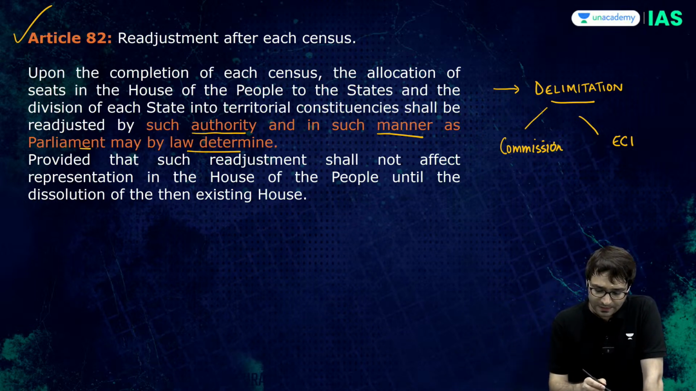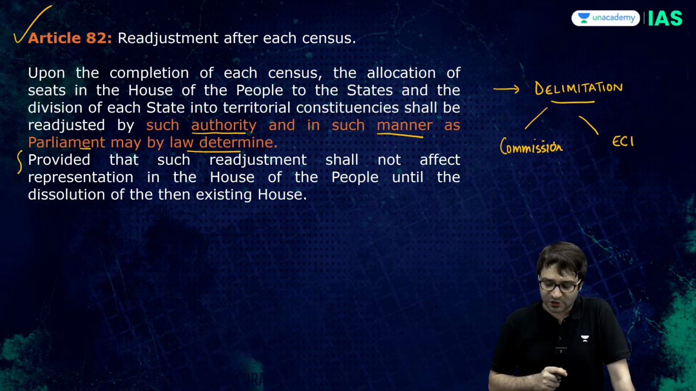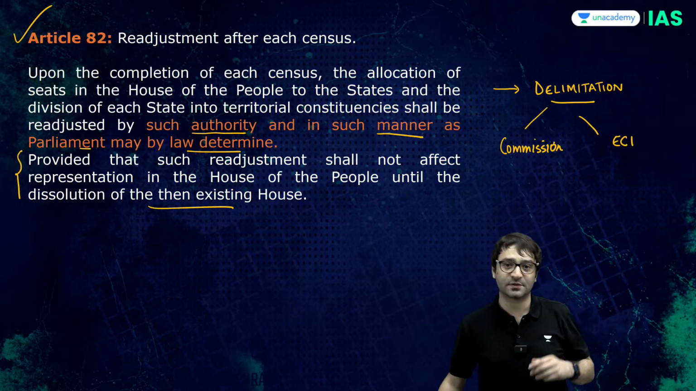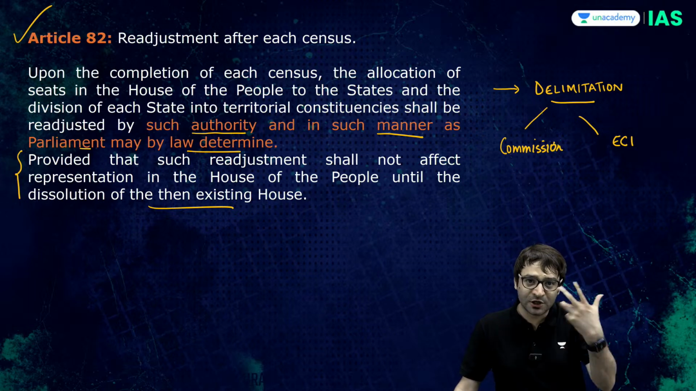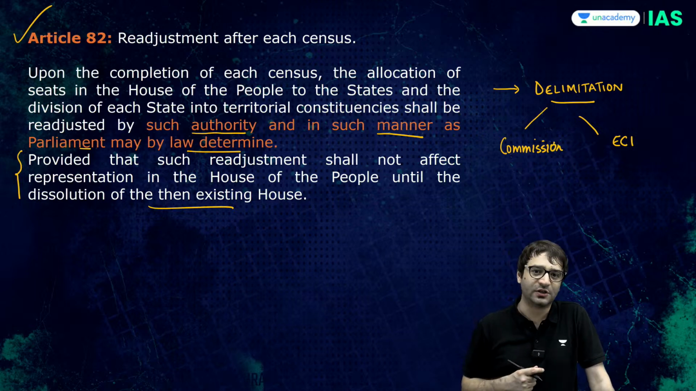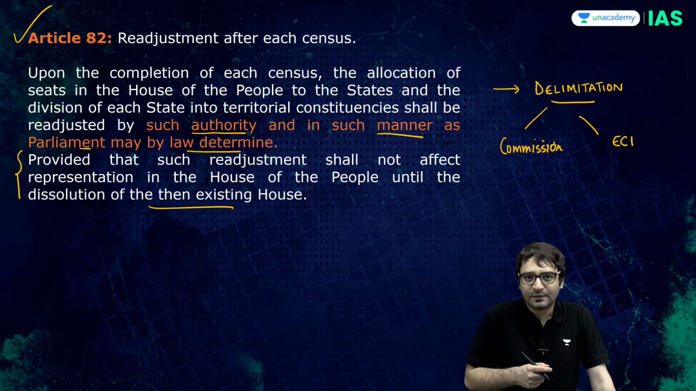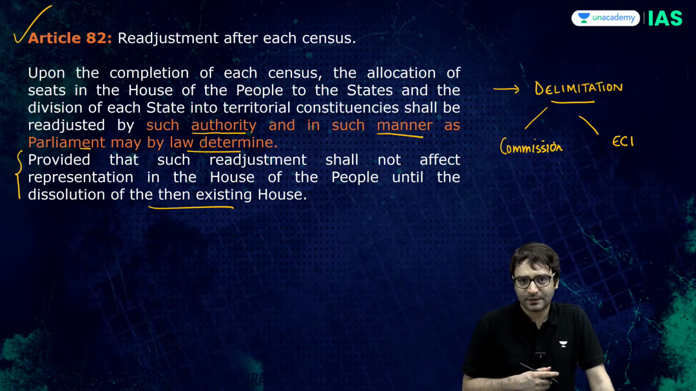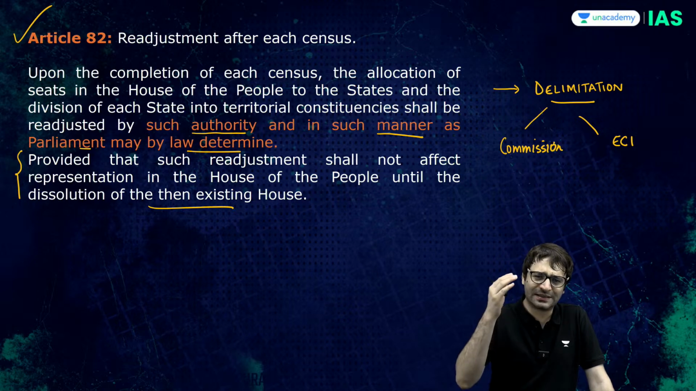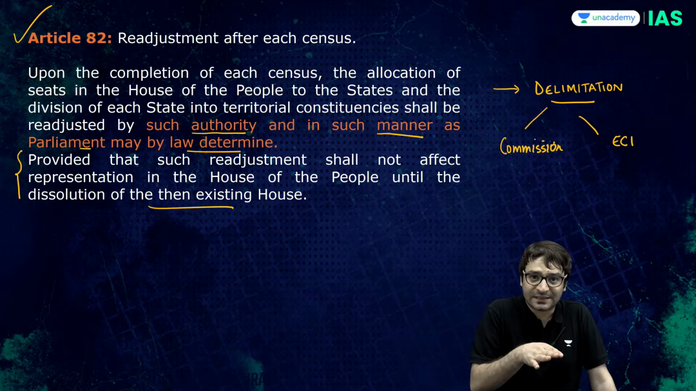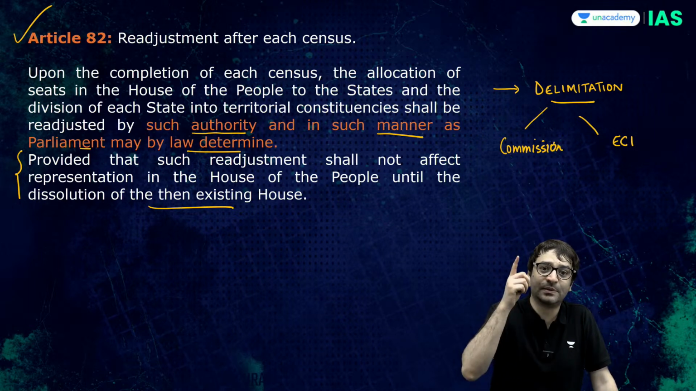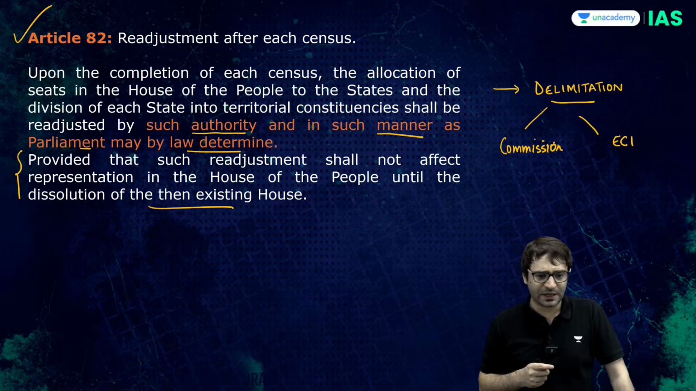But look at the last point. Provided that such readjustment shall not affect representation in the House of the People until the dissolution of the then existing House. So first the Lok Sabha has to be dissolved, and then the order of delimitation can be implemented. That's how the composition can change, which means even if it happens after 2026, the real impact we will see is in 2029. Clear? Or even after that, because the Constitution was amended saying till 2026 there should be no delimitation, which means if at all delimitation is carried out, it can be carried out after that. And for that we have to wait for another census, and maybe the census will be conducted in 2031. So there are lots of permutations and combinations.